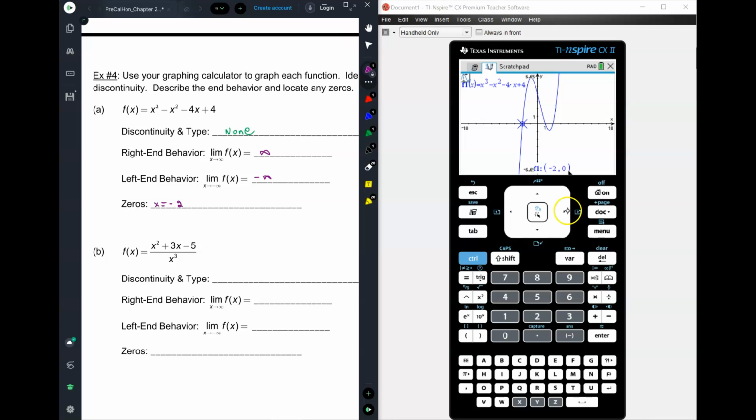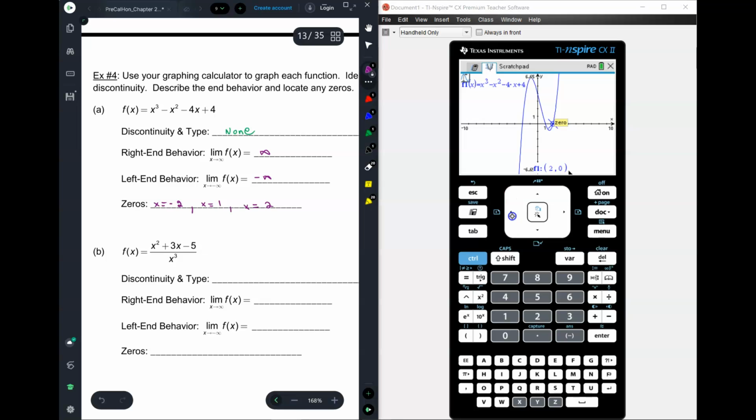Now I'm going to go to the other zeros. So press right, right, right. Don't go too fast. You'll miss it. Right there, x equals 1. There's another one. Whoops, I missed it. Right there, x equals 2.